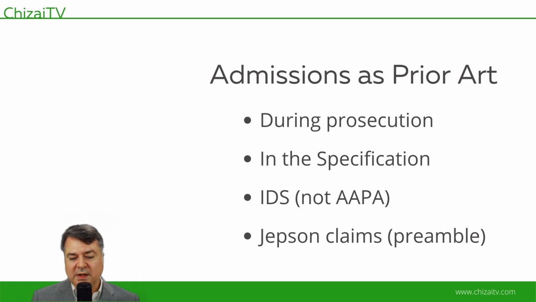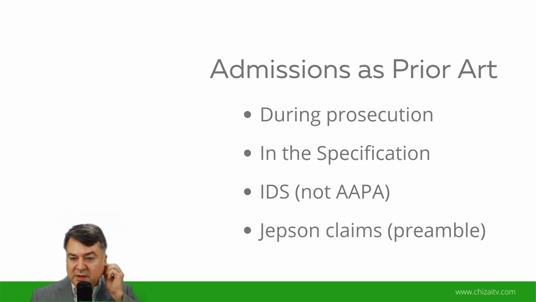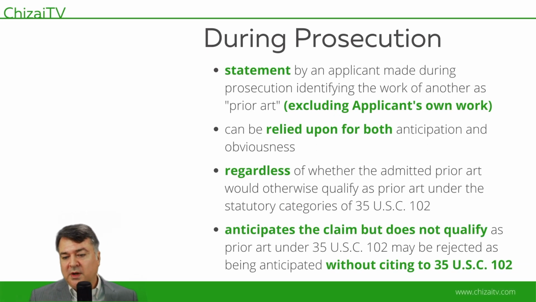So we're going to go through all 4 of these right now. I think the biggest ones here are the first 2, during the prosecution and then the specification. So during prosecution, a statement by an applicant that is made during prosecution identifying the work of another as prior art will be applicant admitted prior art. As you can see, it's the work of another, so it excludes the applicant's own work. Your own work cannot be prior art against yourself because you invented it and you already knew about it. It's an exception to the rule.